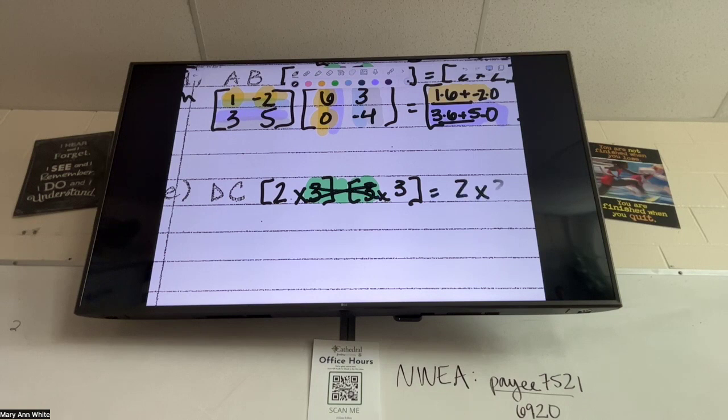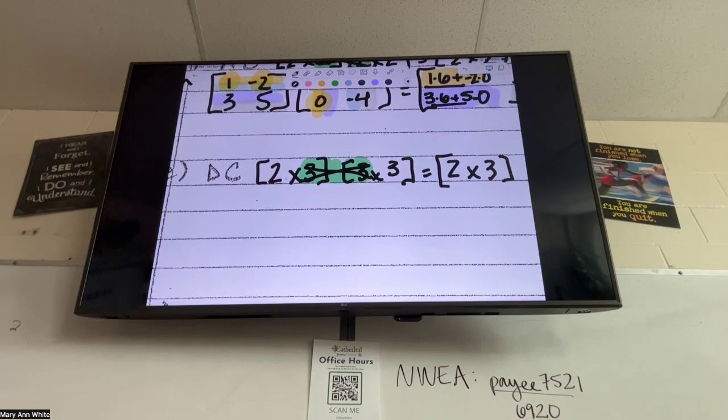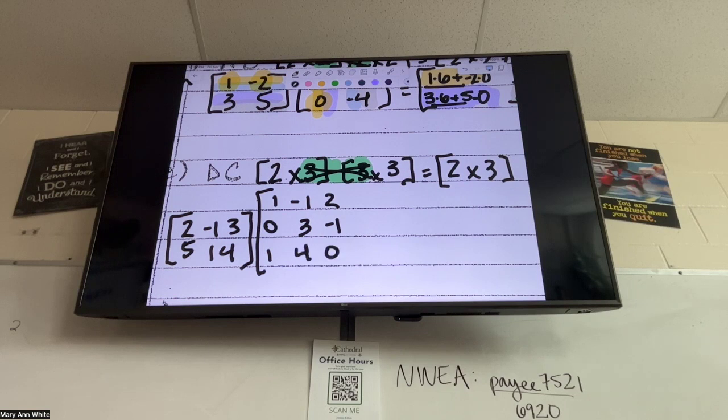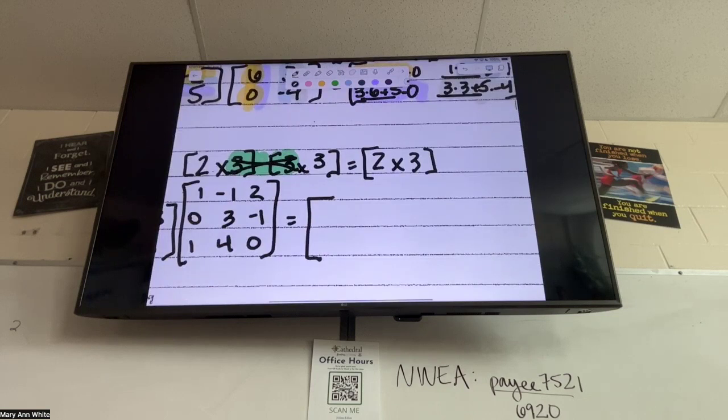So I'm gonna set that up. I'm gonna copy D and C, and I'm gonna set up a new 2 by 3 matrix so I have places to plug everything in. D is gonna be 2, -1, 3, 5, 1, 4. C is gonna be 1, -1, 2, 0, 3, -1, 1, 4, 0. And then I'm gonna get a 2 by 3 set up.